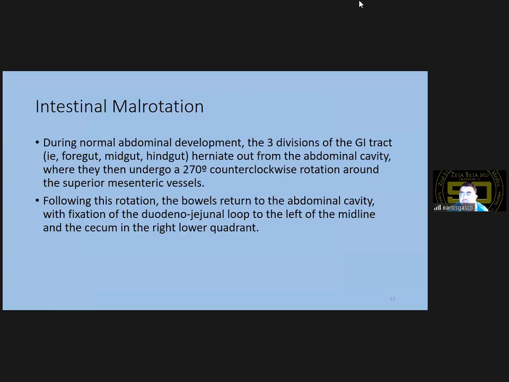Next abnormality is intestinal malrotation. During normal abdominal development in fetal life, the three divisions of the GI tract, namely the foregut, the midgut, and the hindgut, herniate out from the abdominal cavity. They then undergo a 270-degree counterclockwise rotation around the superior mesenteric vessels. Following this rotation, the bowels return to the abdominal cavity, wherein the duodenojejunal loops are fixated at the left side of the midline, and the cecum is fixated at the right lower quadrant.